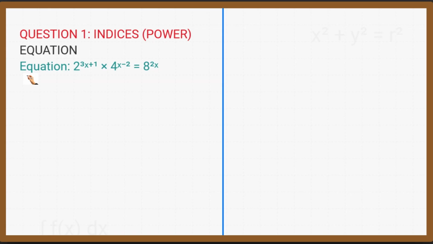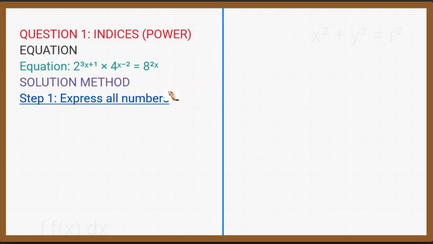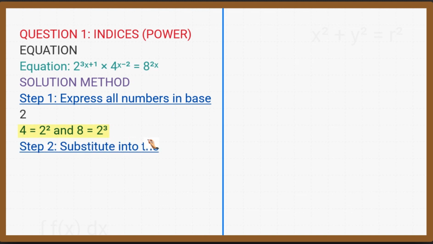Follow along. Step 1. First, we express all numbers in the same base. Remember, 4 is equal to 2 squared, and 8 is equal to 2 cubed. Good. Now everything can be rewritten in base 2. Step 2. Next, we substitute these values into the equation. So the equation becomes 2 to the 3x plus 1 times 2 squared to the x minus 2 equals 2 cubed to the 2x. Now the bases are consistent.